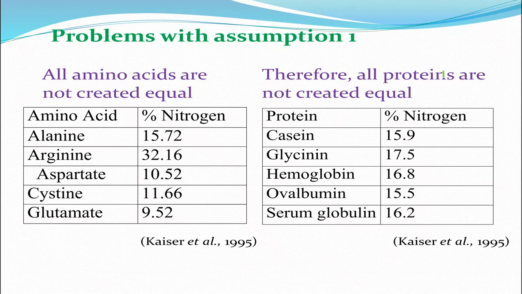For example, the protein content of so many matters. Number one is casein at 15.9%, then glycine 17.5%, then hemoglobin about 16.8%. Then albumin, the percent nitrogen is 15.5%. The serum contains about 16.2% of nitrogen.